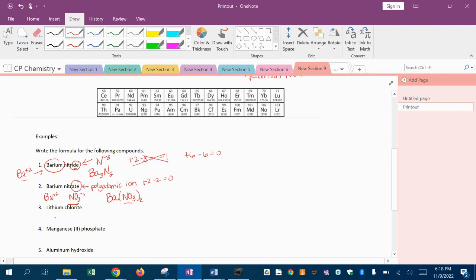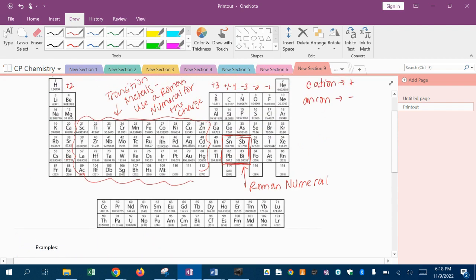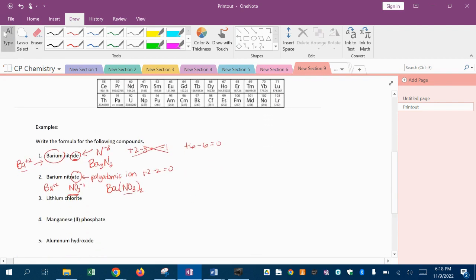Okay, let's try another one. Lithium chloride. So I find lithium on my periodic table. Here it is, +1. So lithium is +1. Chlorite, if I know my ions, is ClO2 -1. So we have +1 and -1. Well, those charges cancel out.